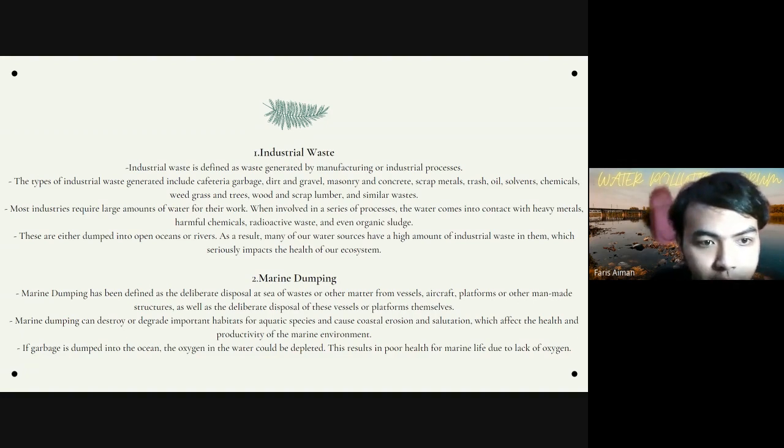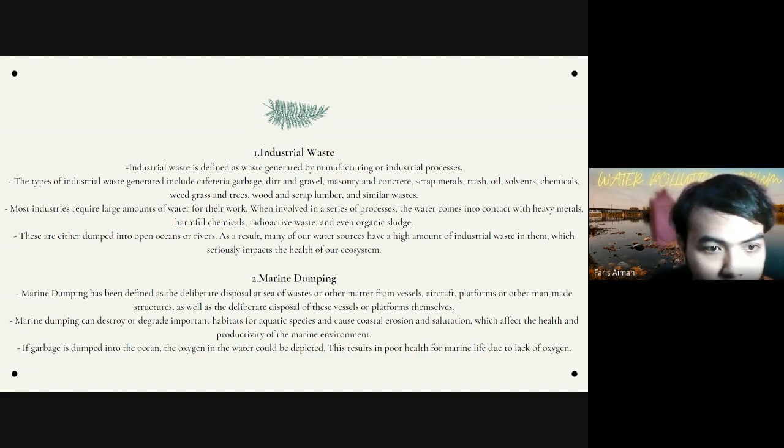Marine dumping has been defined as a deliberate disposal at sea of waste or other matter from vessels, aircraft, platforms, or other man-made structures, as well as deliberate disposal of these vessels or platforms themselves. Marine dumping can destroy or degrade important habitats for aquatic species and cause coastal corrosion and siltation, which affect the health and productivity of the marine environment.